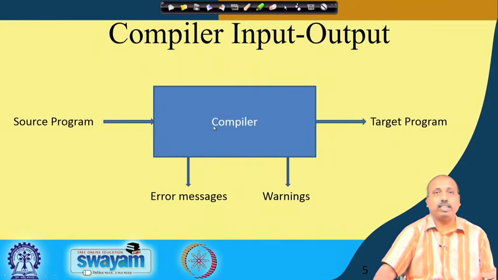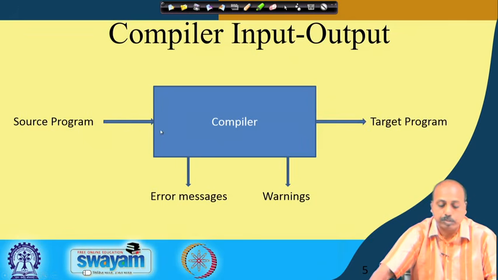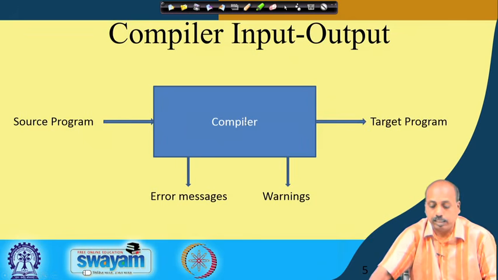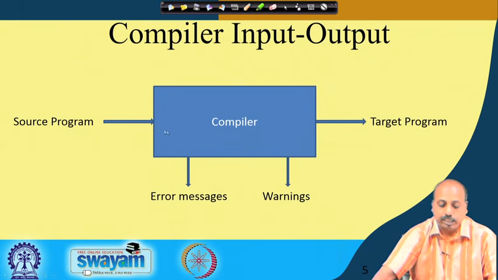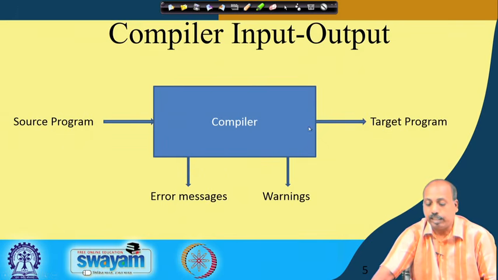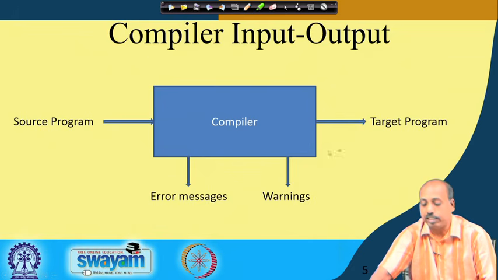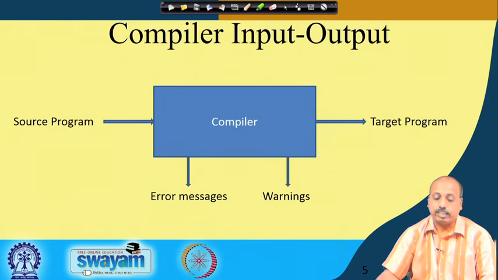So, pictorially you can think of a compiler like this: it is a box. The source program is the input, and the compiler analyzes this source program and generates some error messages if there is some error in the program. If there are some warnings, it can generate warnings, and if there are no errors, then it also generates the target program, maybe in machine code, maybe in some other form.